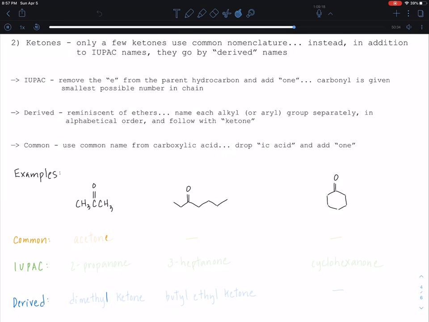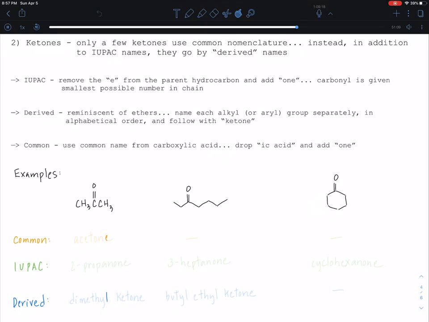And this can be nice because with IUPAC nomenclature, we can use the numbers. Now with a ketone, that carbonyl can be anywhere in the chain. So it's nice that you can say it's on carbon 4 or it's on carbon 3 or whatever. So we're going to drop the E from the parent hydrocarbon and add -one to the end. And because the carbonyl doesn't have to be on the second carbon, it can be anywhere, we're going to make sure that when we're numbering the chain, when you find your longest continuous chain, the carbonyl is going to get the smallest possible number in that chain. So let's do a few examples.